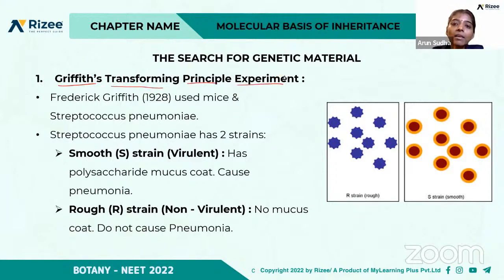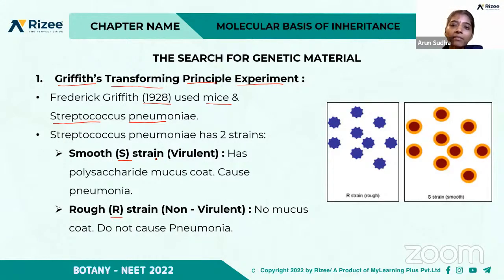This was the first experiment, in 1928, to prove that something was transferred from one organism to the other organism. So what he did is, Frederick Griffith in 1928 used mice and Streptococcus pneumoniae. He found that Streptococcus pneumoniae has two strains. One is called the S strain, the other one is called the R strain. So what is the difference between the S and the R strain?